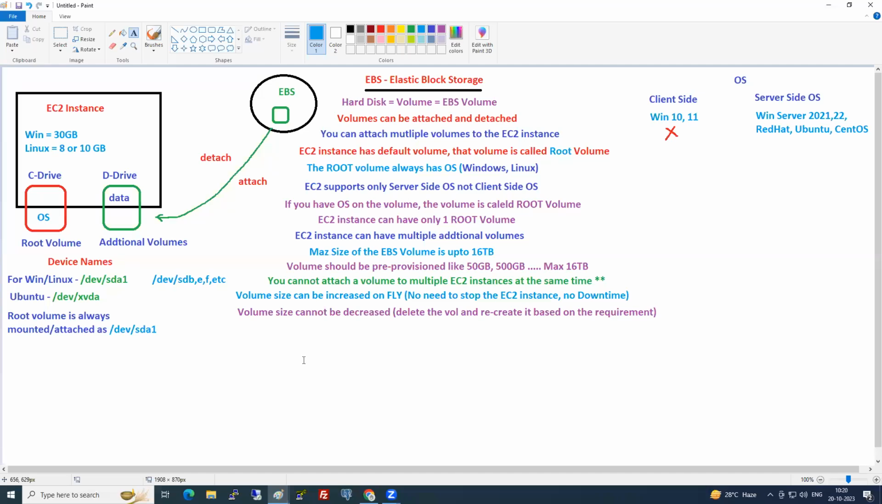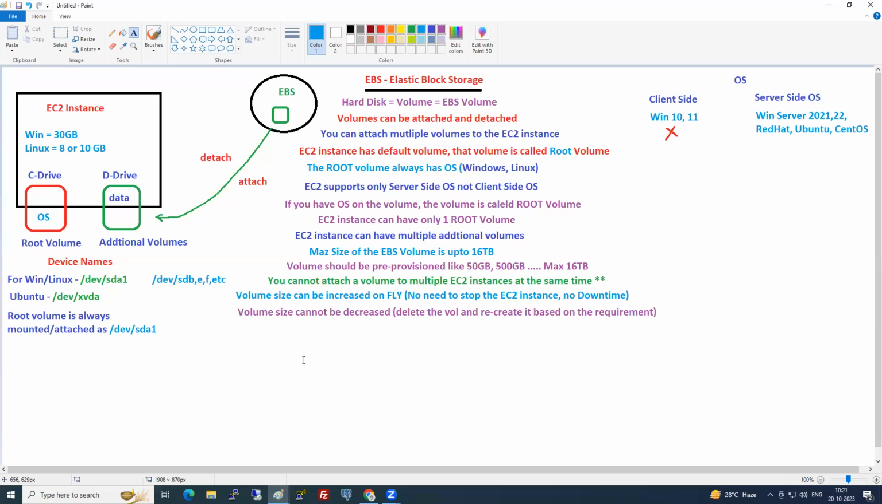Okay, a question for you. I'm asking one question, you should think and answer. Certification question: is it possible to detach the root volume while EC2 is running? What is your answer? The answer is no. That is a certification question you're answering.